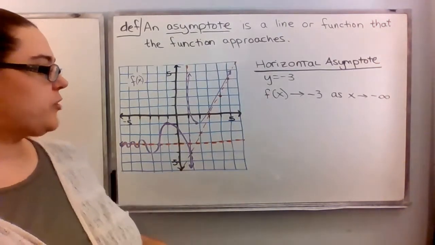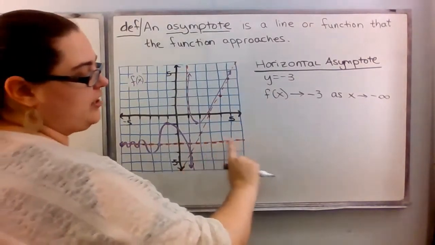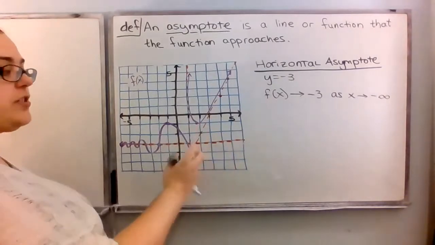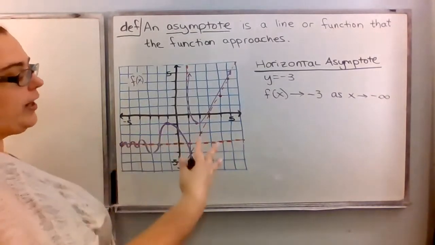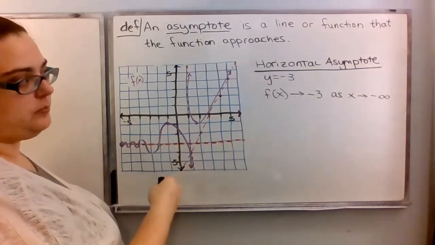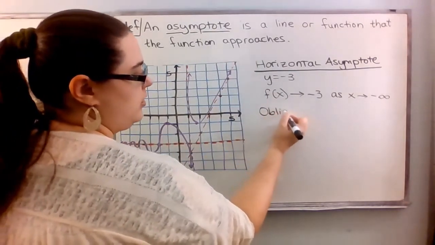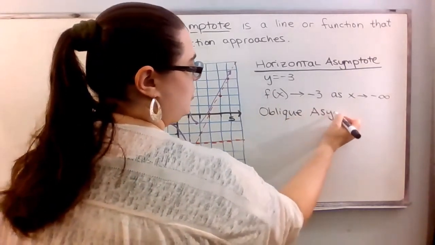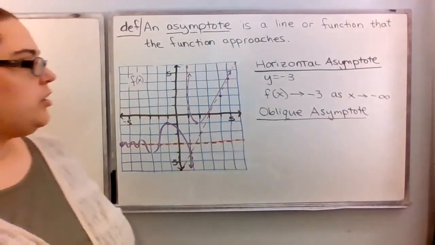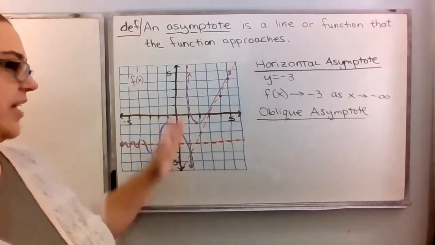And if we look at the right-hand behavior for this function, we'll notice that this dotted line is just kind of empty over here. There's no purple near this horizontal line. So we only have a horizontal asymptote for this function on the left-hand side. On the right-hand side, it looks like this purple line is getting closer to this diagonal red dotted line. So when you have an asymptote like that, we're going to call that an oblique asymptote. In this case, it's going to be this diagonal line.